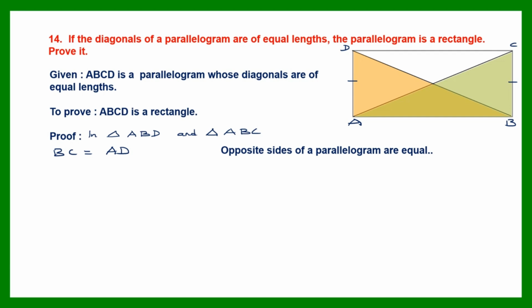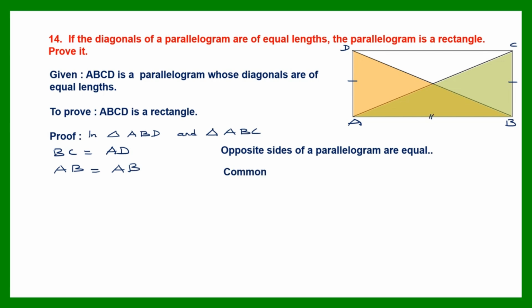Now look at the side AB. This side AB is common to this triangle as well as to this triangle. It's the base of both the triangles, isn't it? So we can write that next. We can say AB is equal to AB itself. And what's the reason? They are common. So we can mark that here.